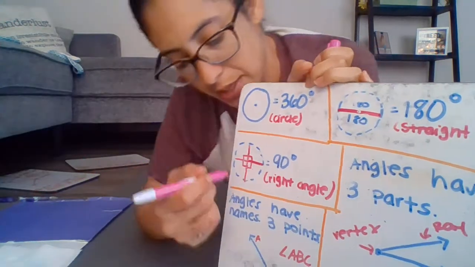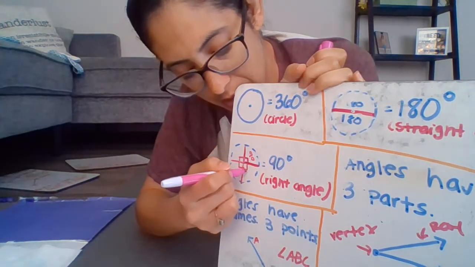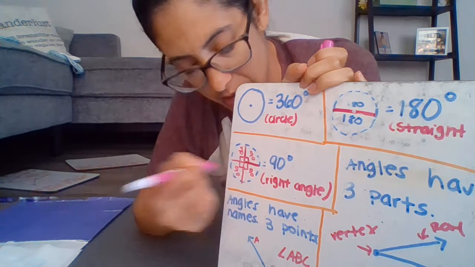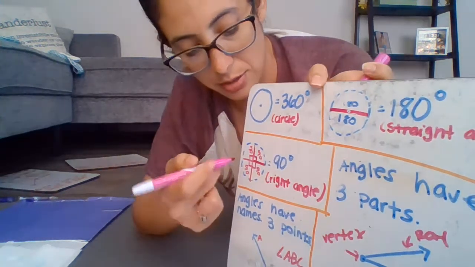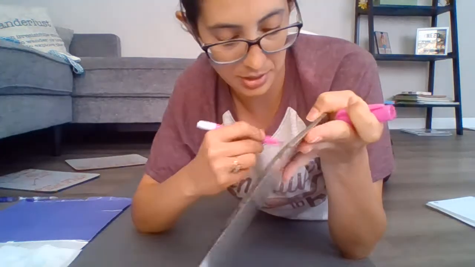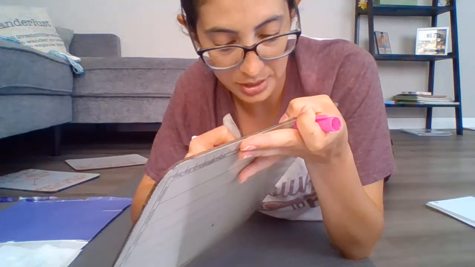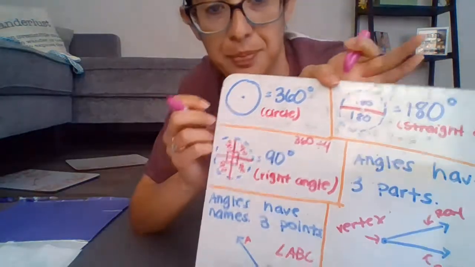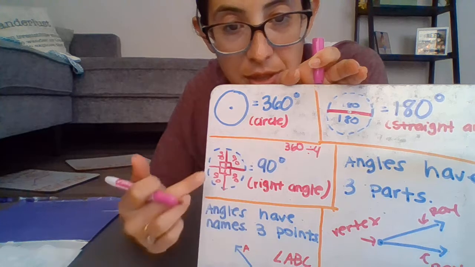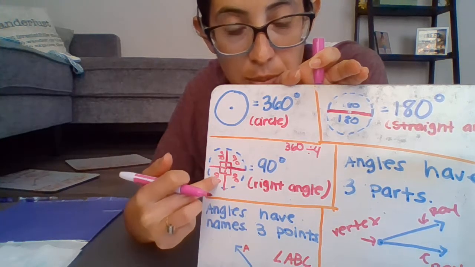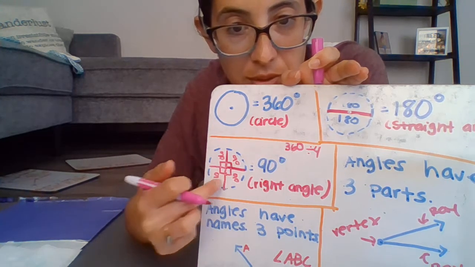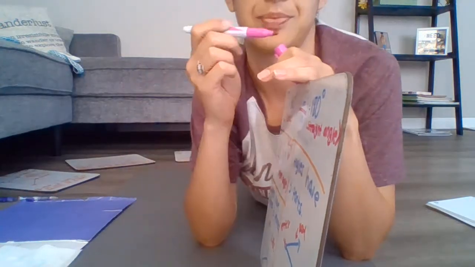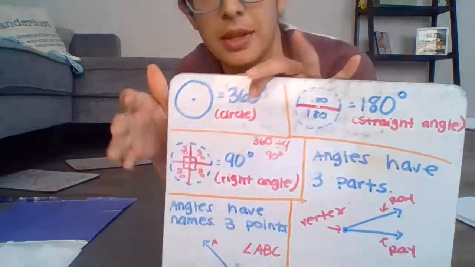So that means that this is 90 degrees, this is 90 degrees, this is 90 degrees, and this is 90 degrees, okay? So one thing we can do is 360 degrees, because that's how many degrees a circle has, divided by 4. So 360 degrees divided into 4 equal parts is equal to 90. Right? 90 degrees.